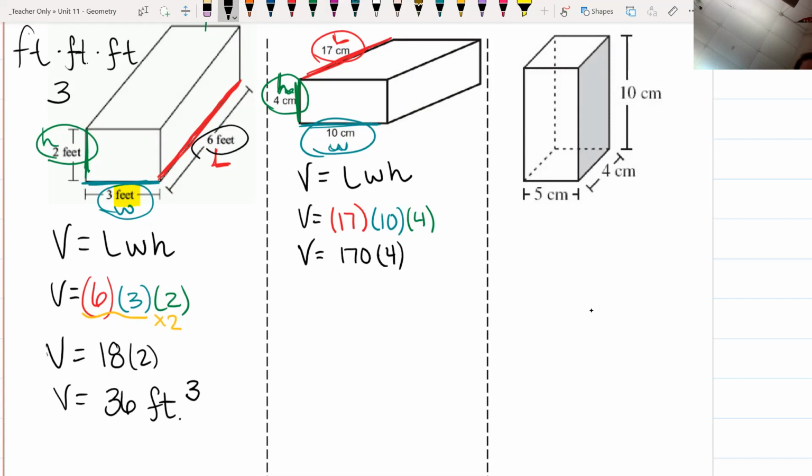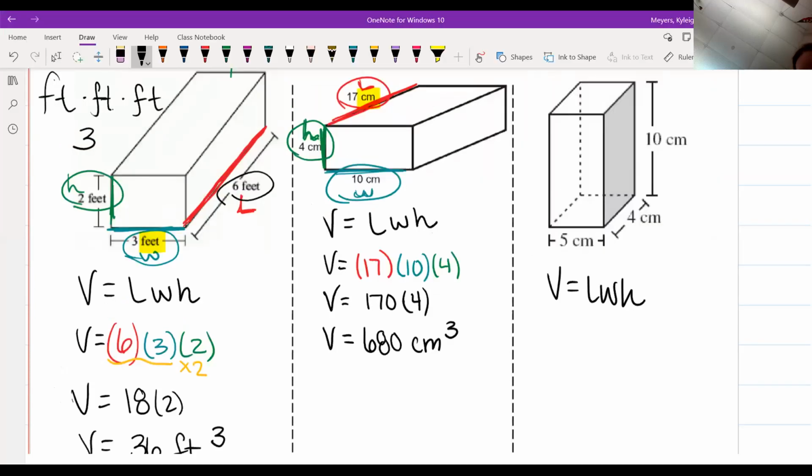So 17 times 10 times 4 is going to give you 680. And then don't forget to label, this is centimeters. And again, because it's volume, it should be cubed. Okay, so I want you to try this third one on your own. Okay, try that third one on your own, and then we'll talk about that the next time I see you in class. All right.